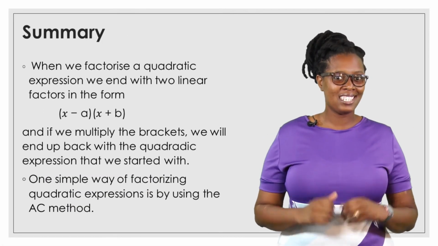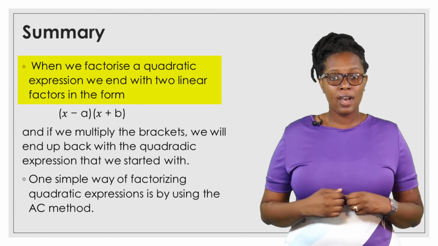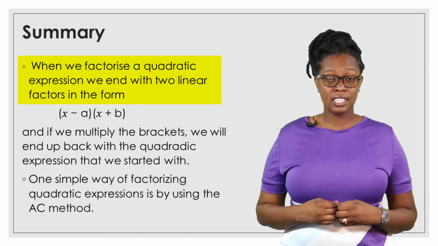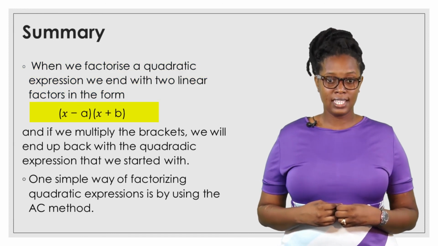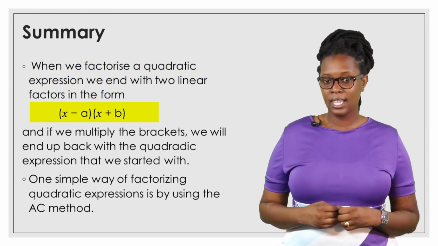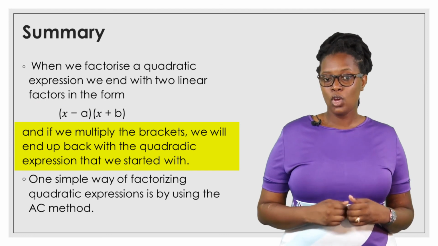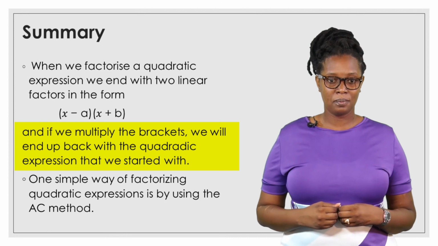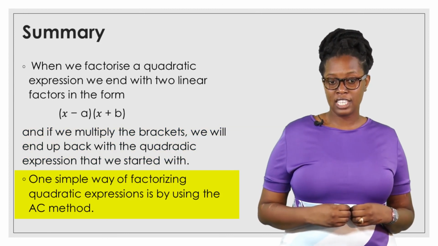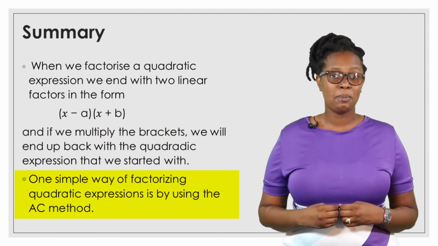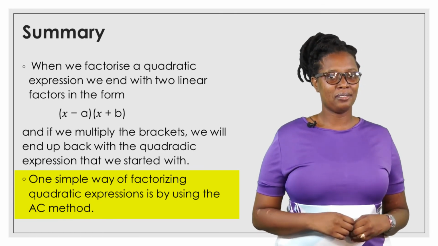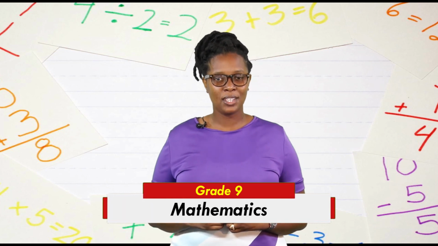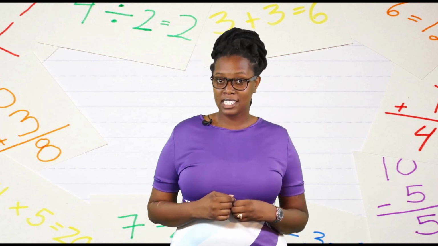So to summarize today's lesson, when we factorize a quadratic expression, we end with two linear factors in the form x subtract a and x plus b. And if we multiply the brackets, we will end up back with the quadratic expression that we started with. One simple way of factorizing quadratic expressions is by using the AC method. This has brought us to the end of this grade 9 mathematics lesson where we explored factorization of quadratic expressions.